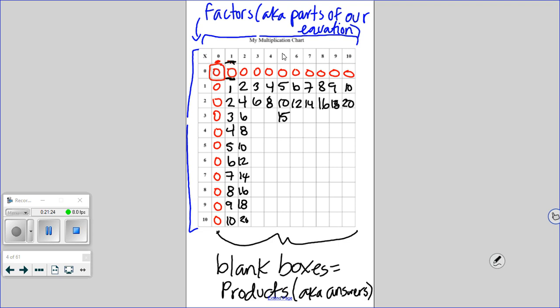All right, what about 5 times 4? Ashlyn? 20. What about 5 times 5? Thomas, give it a go. Very good. 5 times 6. Hunter?